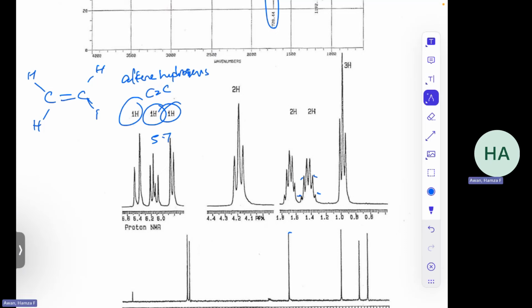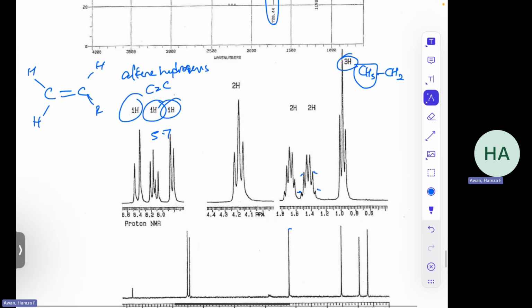Now if we look at the rest of this, we have a CH3 right here. So this CH3 is going to be bonded to a CH2. Then we have this CH2 with 2H multiplets right here. So it's fine. And then we have over here a downfield CH2, which is bonded to a CH2. So this is going to be slightly downfield, so it's probably bonded to an oxygen as well.